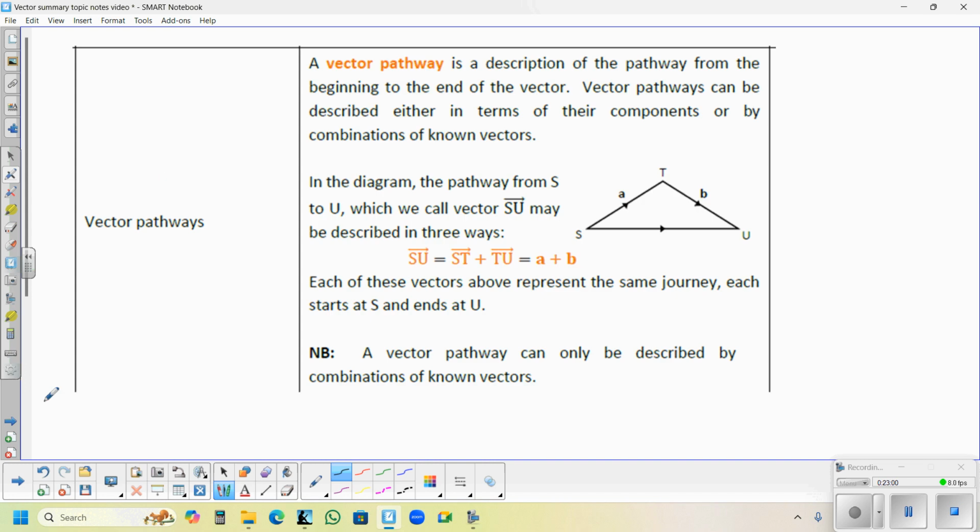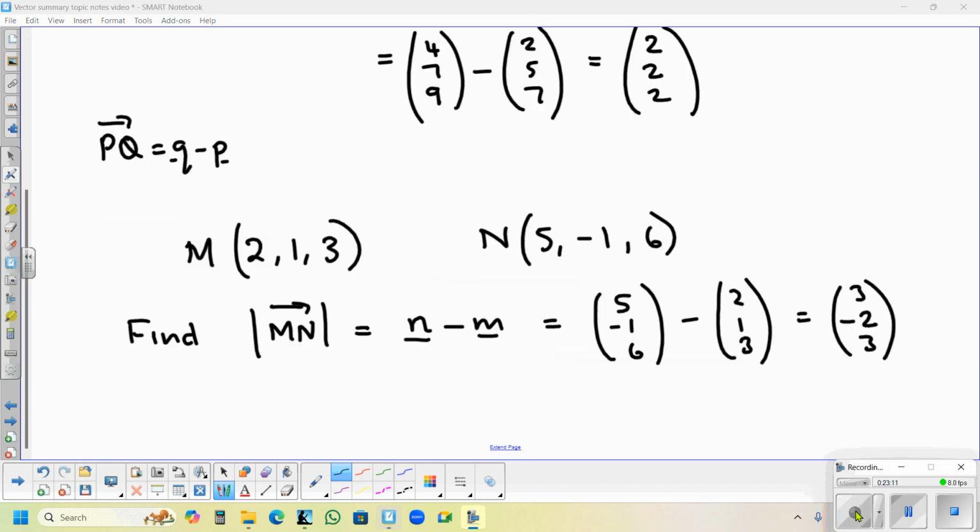Right, so last thing is vector pathways, and vector pathways are journeys. Okay, so it's a journey from a certain point to another point, and we'll look at some of them in a second. So I want to go back and look at this one for the magnitude.